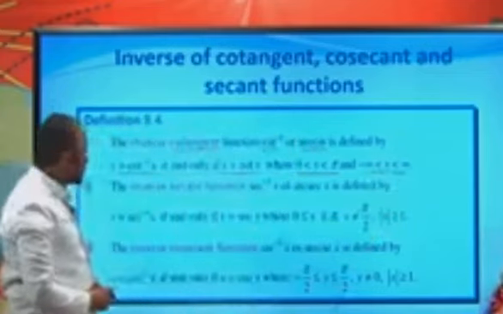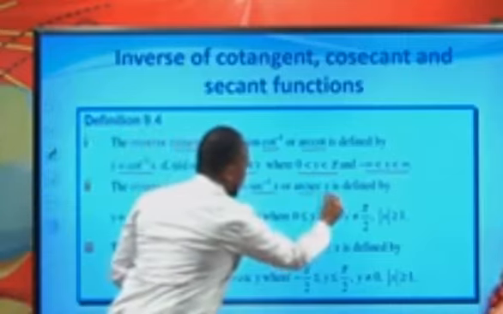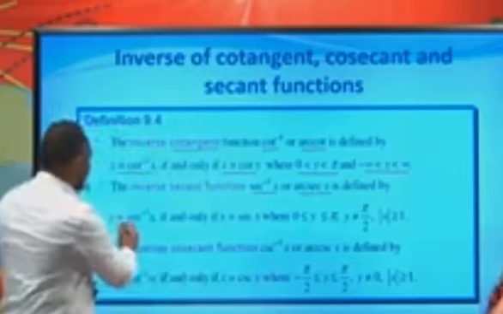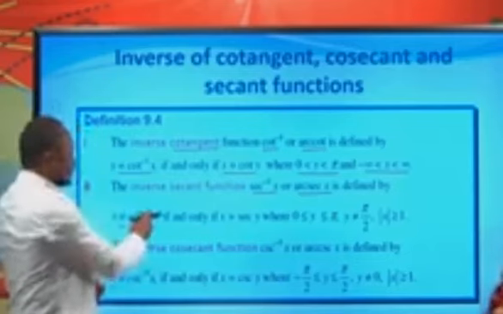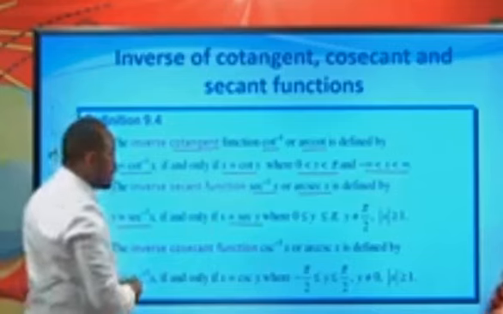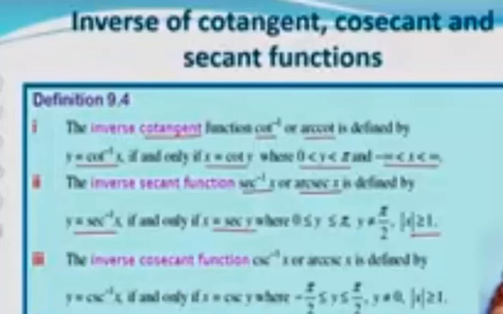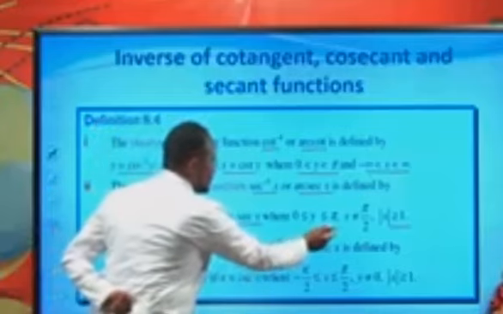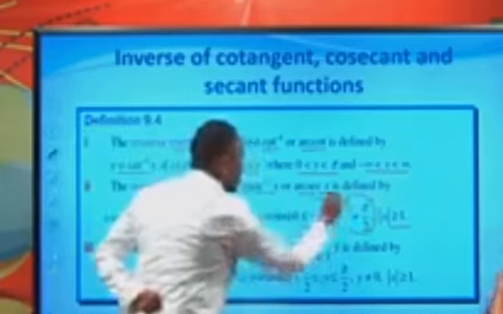The inverse of the secant function is given by sec inverse of x, or arc sec x. It is defined by y is equal to sec inverse of x if and only if sec y gives you x, and the domain of this is the absolute value of x greater than or equal to 1. That means x is greater than or equal to 1 or x is less than or equal to negative 1. Its range is between 0 and pi inclusive, without including pi over 2.